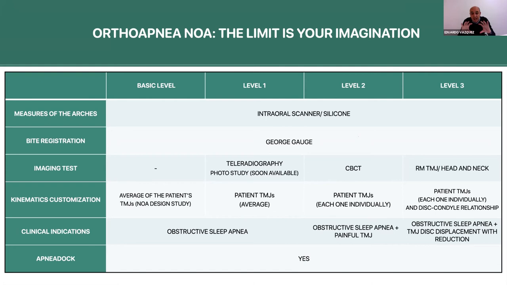Now, if you want to go a step further and really individualize the device to the particular kinematics of the patient, then you need to provide the lateral X-ray. Very soon, as I said, with a simple picture of the patient in the sagittal view, a side picture of both sides, and a front picture of the patient that can be done in a minute, it's really fast, we're going to be able to make this kinematic customization. So you're not going to need to provide the teleradiography. If we go to this level, we take an average of the patient's temporomandibular joints, because obviously these are 2D images. So we need to make an average of the kinematics for both temporomandibular joints.